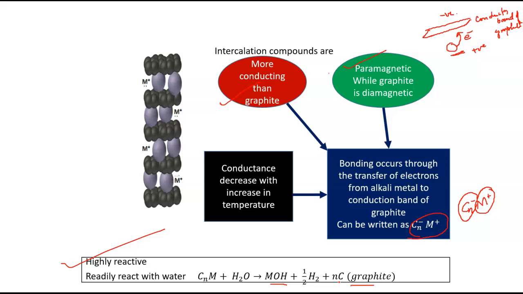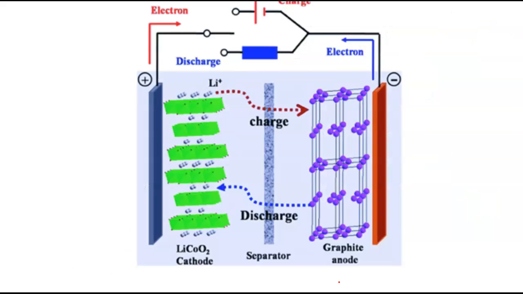How does the conductivity change, how do the magnetic properties change, how does the conductance depend on the temperature, and the bonding pattern in intercalation compounds of graphite with alkali metals should be known. And about the reactivity, you should be thorough because it's highly reactive and it will be reacting with water to form graphite as well as metal hydroxide along with liberation of hydrogen. So also you should look into various applications of intercalation compounds in real life.